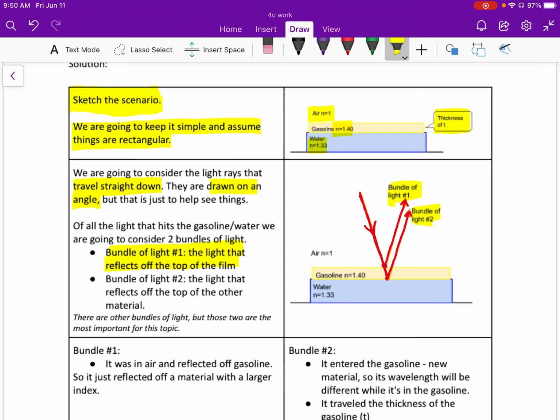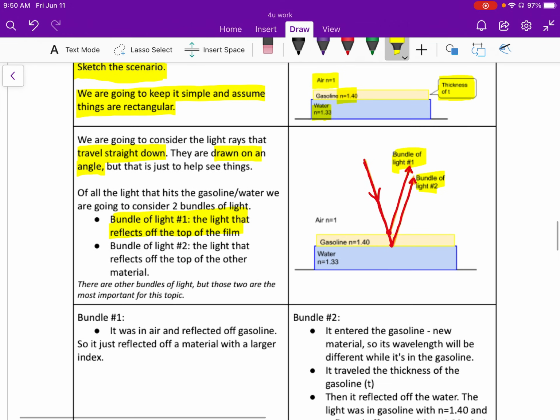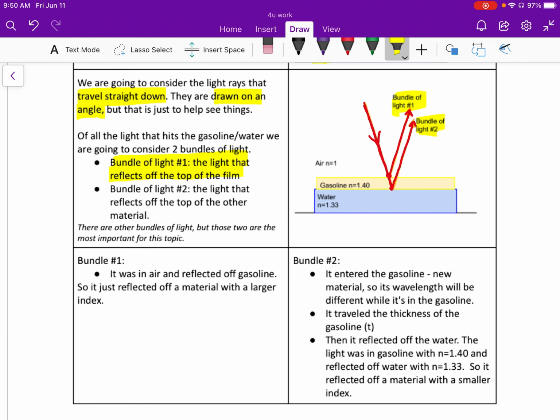The next step in how to solve this is to compare them. Bundle of light number 1 was in air, and it reflected off the gasoline. So it was in an index of n equals 1, and it bounced off of n equals 1.4. That means it reflected off a material with a larger index.